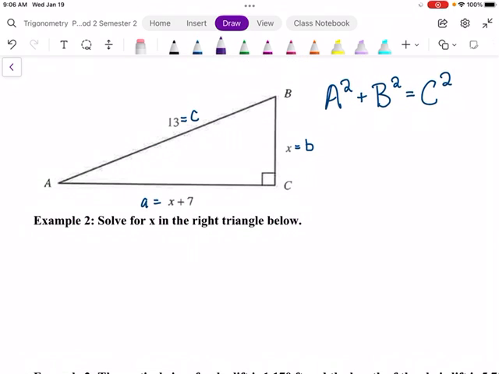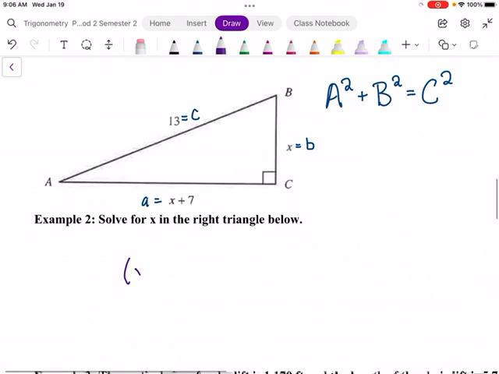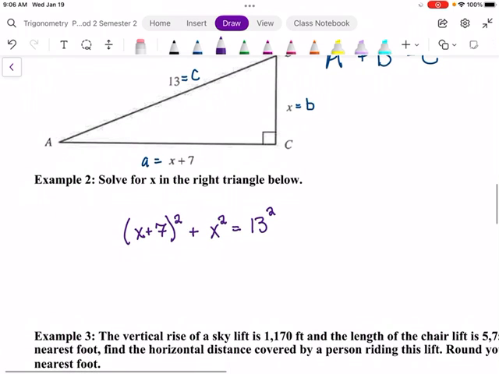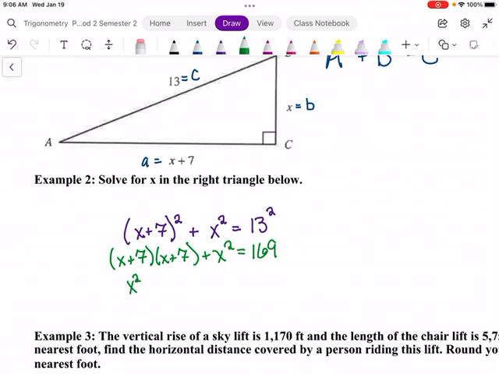So for this one, a is going to be x plus 7, squared, and then we're going to have plus x squared equals 13 squared. Now remember, when you have x plus 7 in parentheses squared, that means you're taking x plus 7 times x plus 7. So we are going to have to FOIL that to figure out what it equals. And if we FOIL, we're going to end up with x squared plus 7x plus 7 more x, which is where we get 14x, plus 49.